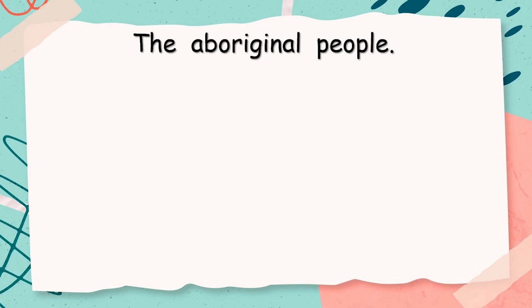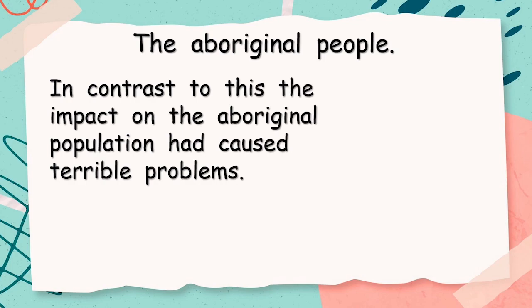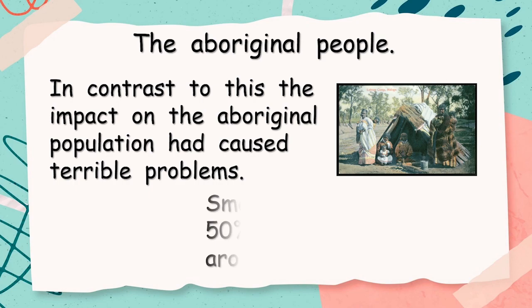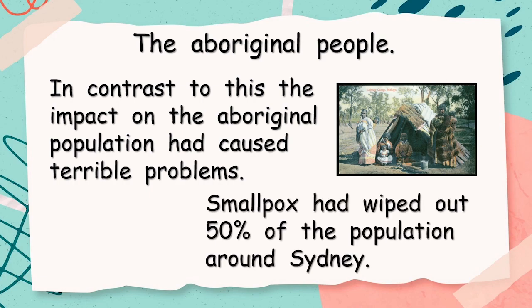What about the Aboriginal people? These are the first people that settled there. As we said before, they had been there for 50, maybe 70,000 years. Well, in contrast to this, the impact on the Aboriginal people had caused terrible problems. Smallpox had wiped out 50% of the population around Sydney. Smallpox is a terrible disease, and almost everyone that gets smallpox dies.